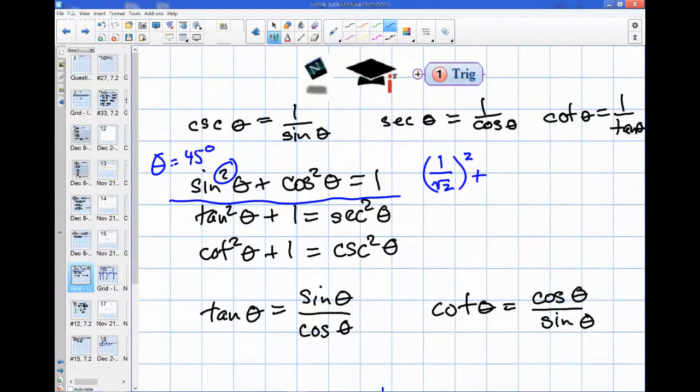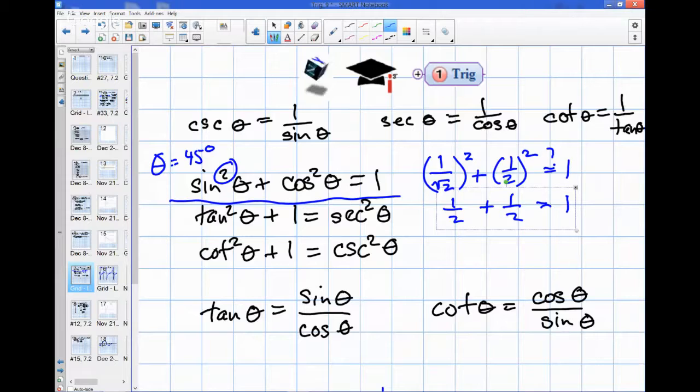What's the cosine of 45 degrees? It's also 1 over the square root of 2. And again, it's squared. And that's supposed to equal 1. I should really put a question mark. We don't know. We're going to try to prove that. 1 over square root of 2 squared is 1/2. Yeah, so both. And again, you can see it works. And what I'm telling you is it'll always work, unless there's an undefined value in there.